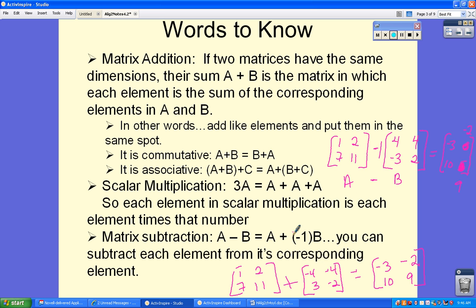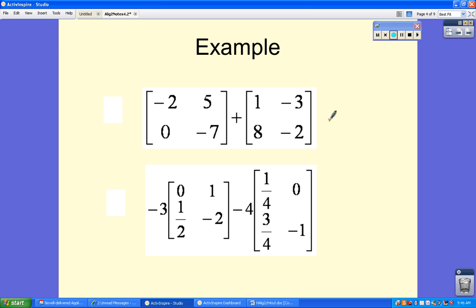I'm going to encourage you again to change all the signs in your second matrix, the one you're subtracting, and then think of it as addition. Or you could subtract each element. I just don't recommend it. Okay, so let's look at an example. This is so much fun.